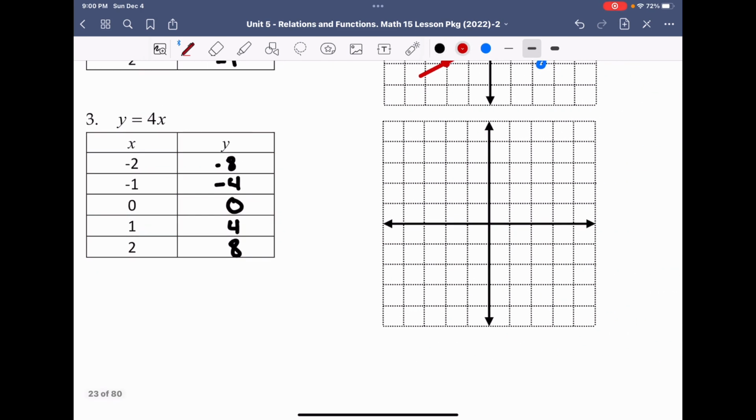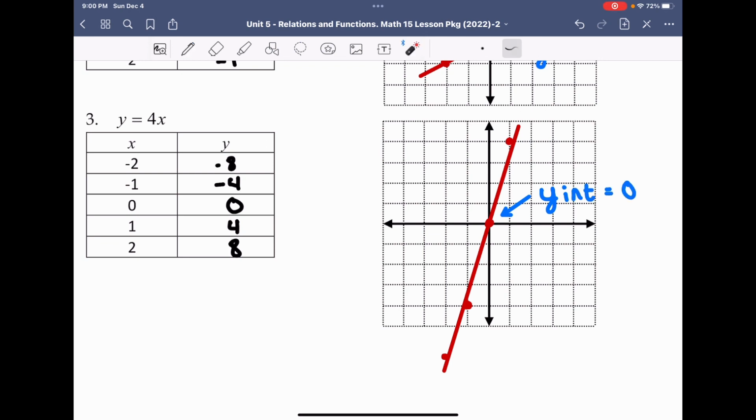We have -2 and -8, which would be somewhere down below the graph. -1 and -4, which would be here. 0 and 0 is actually right on our origin point. 1 and 4, which would be up here. And then finally, our 2 and 8 would be well beyond the graph. So what we're going to do is just connect those points. Our y-intercept occurred right at the origin, actually. Our y-intercept was equal to 0.